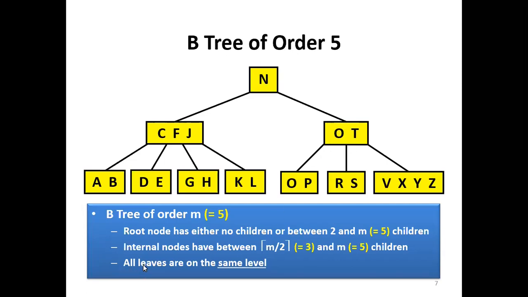And lastly, all leaves are on the same level. So we see these are leaves and they are all on the same level. If any of the leaves is somewhere here, or somewhere at this point, which is not on the same level as this, then this tree violates the B tree properties and it cannot be called a B tree anymore.